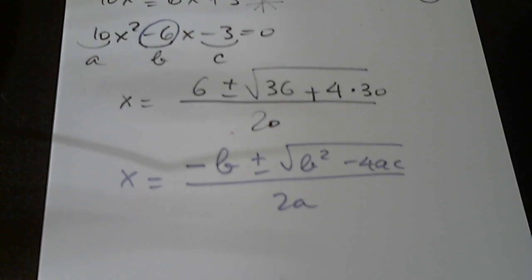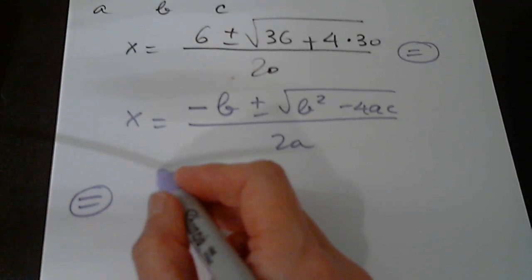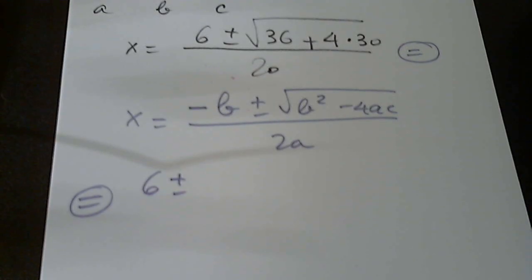Okay. Then we continue, we jump over all that. So I have 6 plus or minus, and I have to multiply these. So I already have the calculator here in the background.